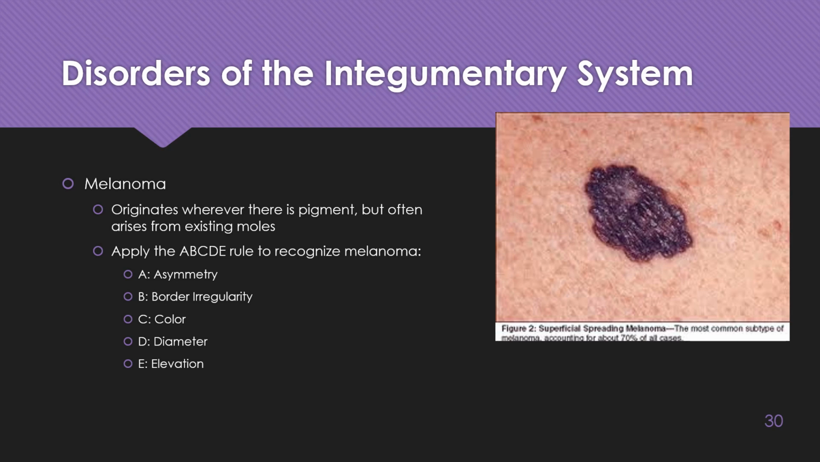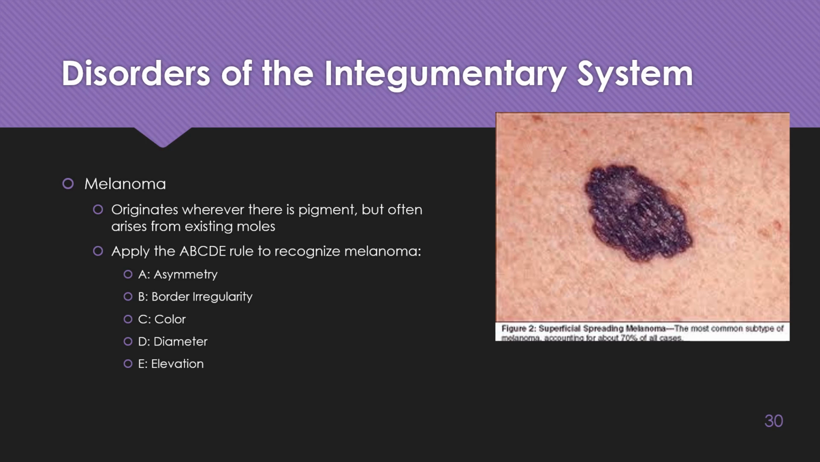So the A is asymmetry. If the mole is asymmetric in nature, that can be a possible risk factor. Border irregularity. So you can see in this picture here, if one side is smooth and the other side is kind of bumpy or rigid in nature, we want to keep our eyes on that. Color, particularly if there's a change in color. If it was light brown and now all of a sudden it's very dark brown, that can be something to take a look at.